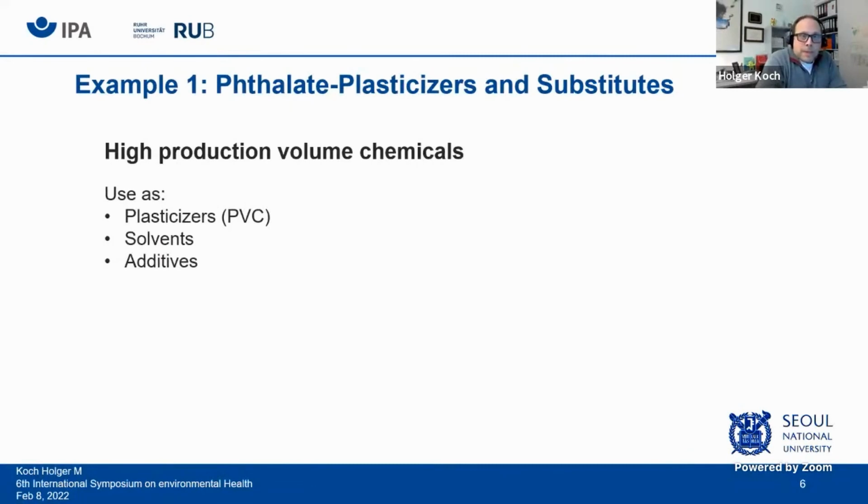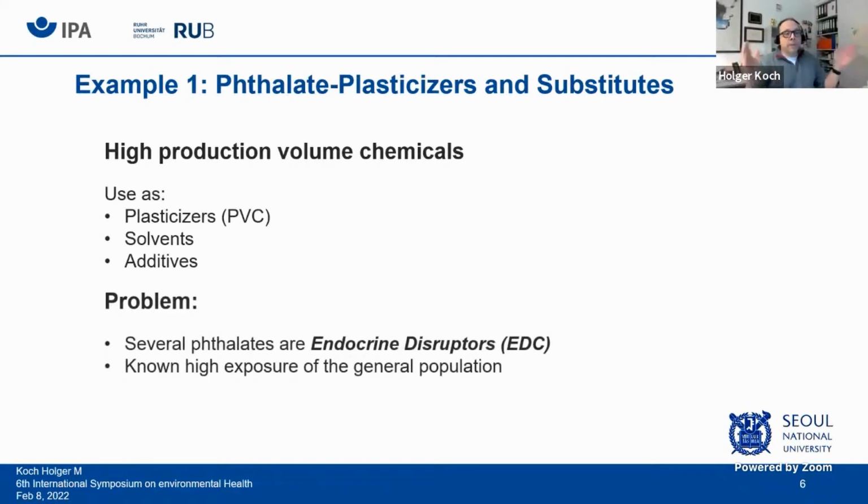In one example, I am talking about the phthalate plasticizers and substitutes. You all know, and Leonardo Trasande already pointed it out, they are high production volume chemicals. They are used as plasticizers, solvents, additives. And the big problem is several of the phthalates are known endocrine disruptors, and the general population is known to be highly exposed to them.